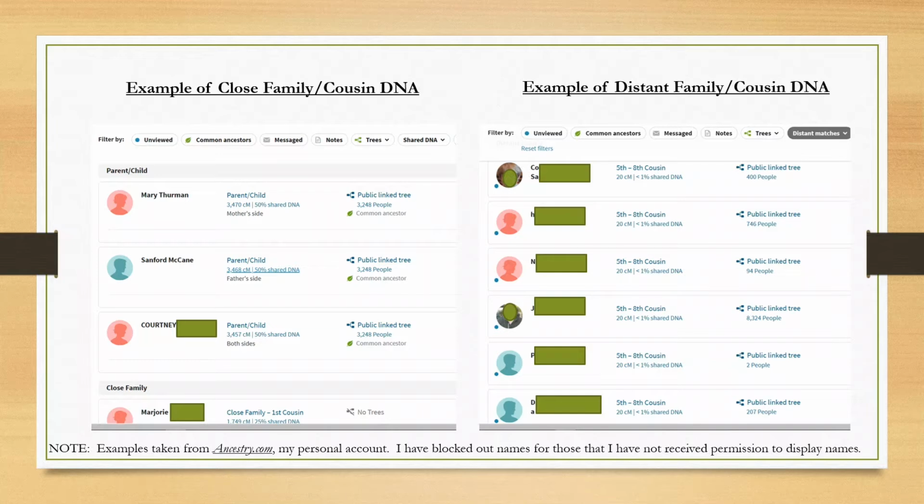So the left side shows what's considered close family, and the right side shows distant family cousins. And these being at 20 centimorgans, and again, that's a discussion at a higher level, they're at a high distance. You're talking third cousins, fourth cousins, second cousins at times. So these are examples of what the family cousin DNA shows you, actual relationships to others.